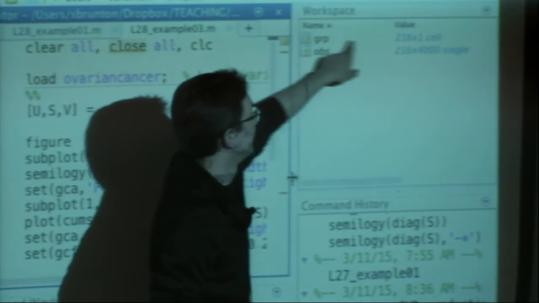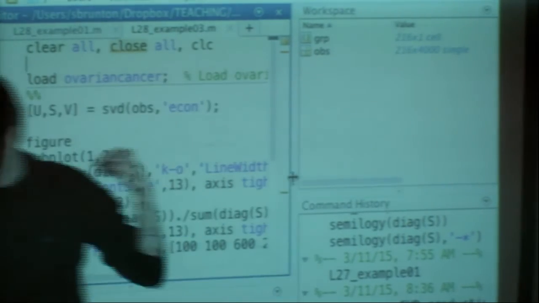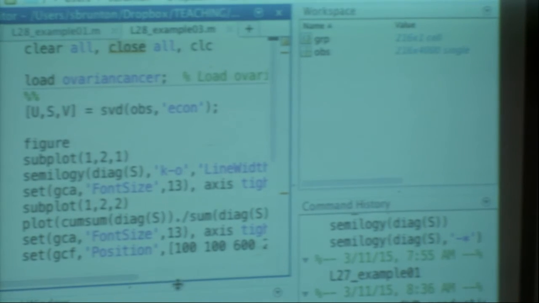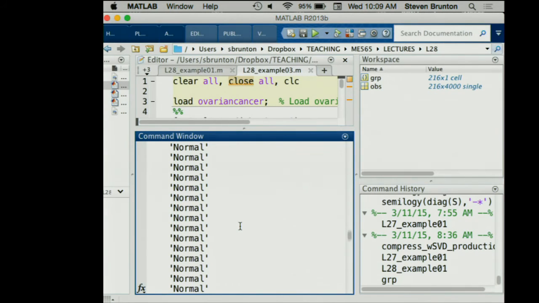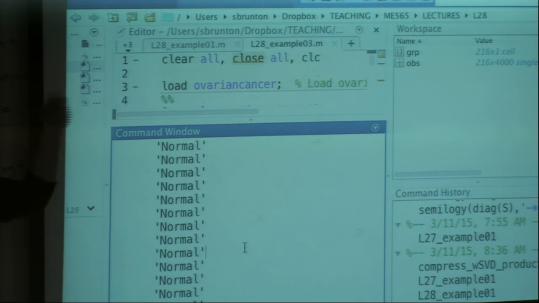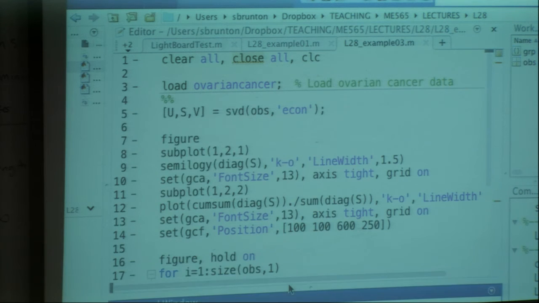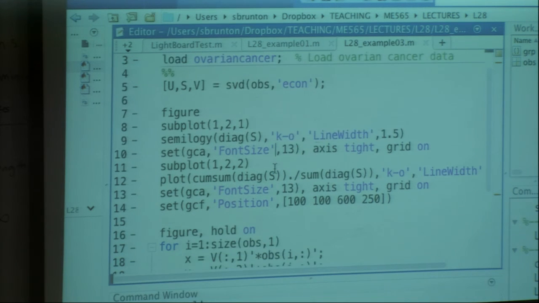And group is a set of labels which tells me which group they belong to. So let's just look at group. If I just type in group, I have a bunch of normal and a bunch of cancer. So I have labels for every single patient. So the first 113 might be in the cancer group, and the other ones are in the normal group. And so I can color these different patients based on their category. It's a really nice data set. This is real data. Okay, so I take the SVD, and what am I going to do?